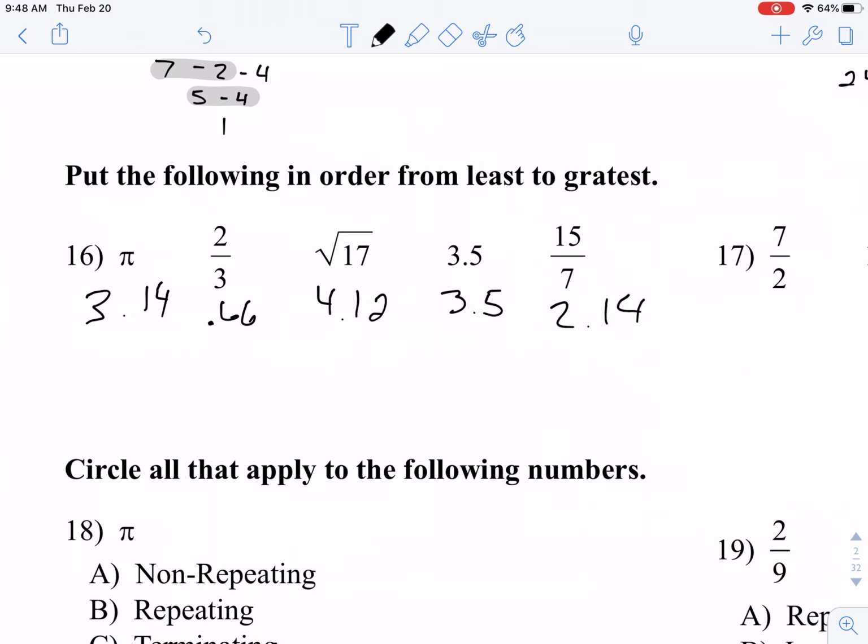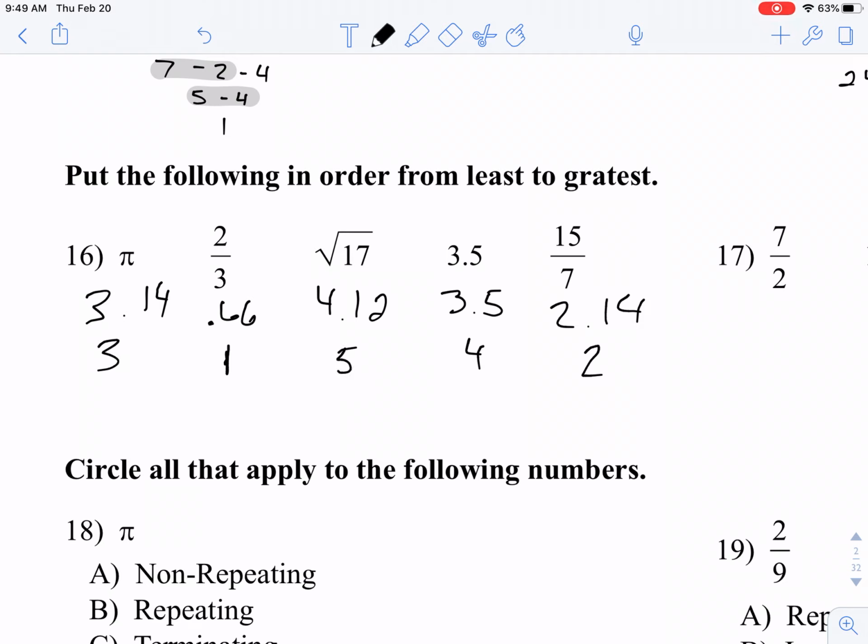And then we just go through and we place them in order. So it looks like 0.66 is the lowest. The next lowest would be 2.14. The next lowest after that would be pi at 3.14. And then we have 3.5 that would be the next lowest. And then finally we have 4.12.